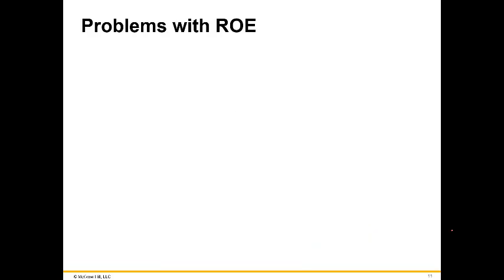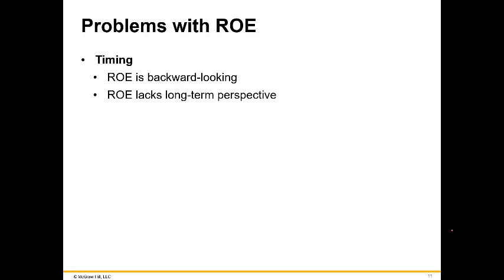Let's conclude by talking about some problems with return on equity and maybe look at a somewhat different kind of picture of financial performance. The book's going to talk about 3 issues with return on equity. Number 1, timing. ROE is backward looking, and ROE could be great for the past year or the past several years, but if future performance doesn't hold up, ROE could collapse. So it lacks a long-term perspective.